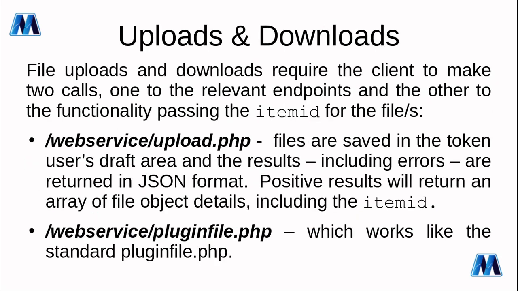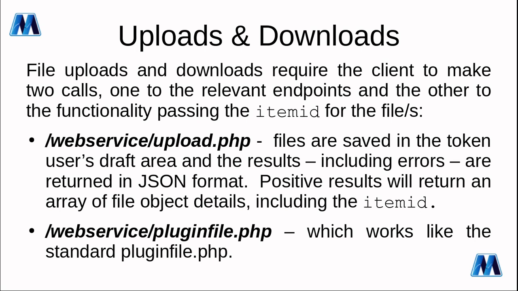A word of note, uploads and downloads are a little bit more complicated, especially file uploads. When you are using external services, you can't use the File API really in the way we've discussed previously. And so usually what would happen is the client would have to make two calls. One to the relevant endpoints, the ones we're just going to talk about now, and then the other to the functionality with the external service, passing the item ID for the file.